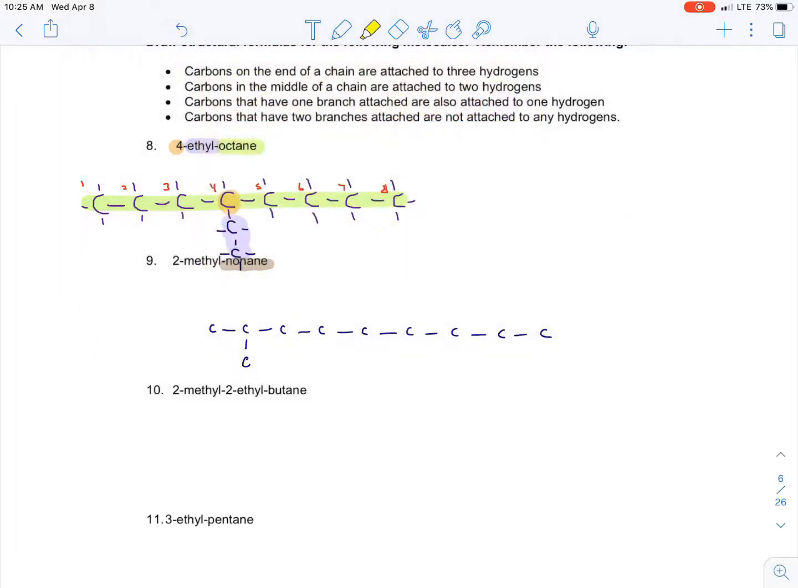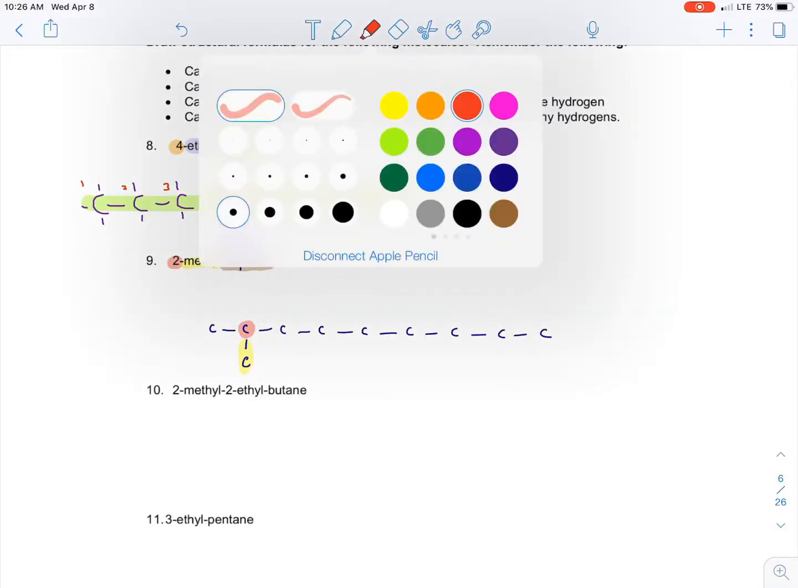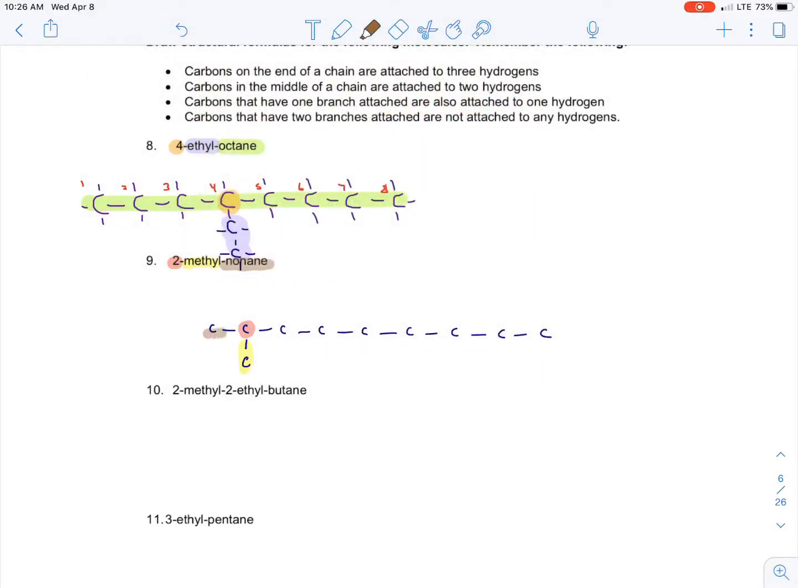Color coding for the kids who love color coats. Boop, boop, boop. Red, because that's number 2. And the main chain was brown. Right? And there you go. That's where I'm getting the names.